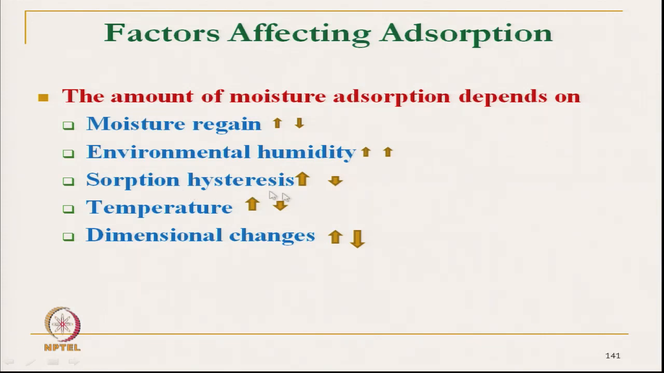At high sorption hysteresis, the adsorption will be low. At high temperature, adsorption will be low, that means temperature has to be low to have more adsorption, and also the dimensional change. Dimensional change we will discuss. So, with this condition, we can achieve the adsorption.